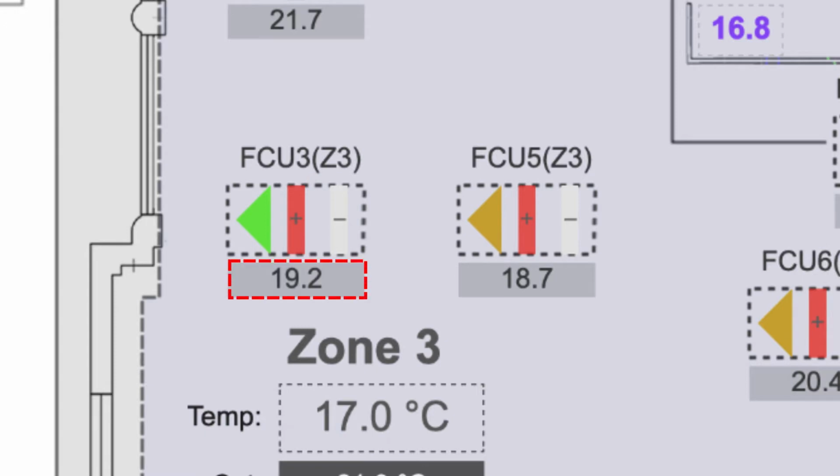Newly installed fan coil unit supply air temperature sensors are now available. This enables the user to identify if each unit is operating correctly and identify faults with the heating or cooling system supply air.